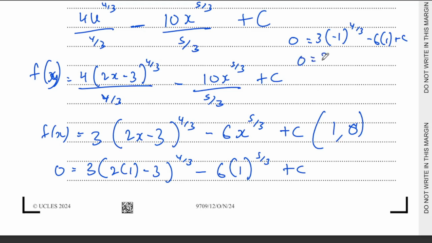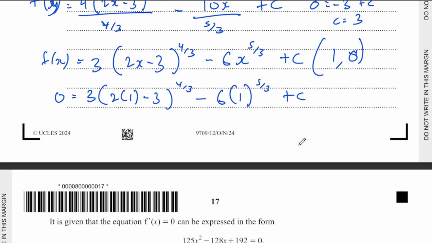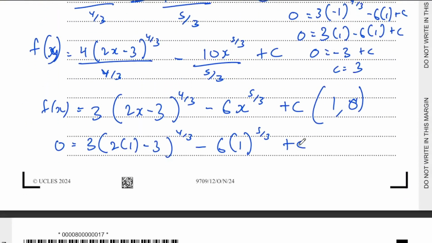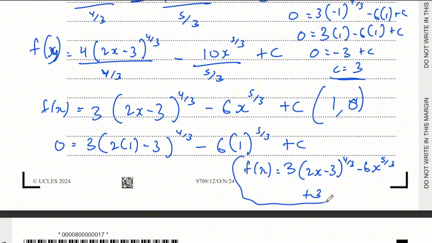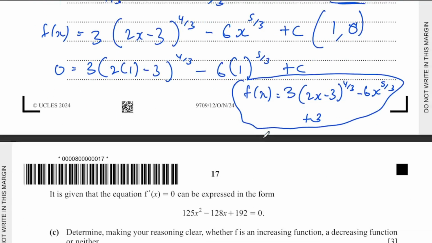So 0 equals 3 times 1 minus 6 times 1 plus c. 0 equals negative 3 plus c. c will equal 3. And so our equation of that curve, of our function f of x, will just be 2x minus 3 to the power 4 over 3 minus 6x to the power 5 over 3 plus 3, because that's our c. That's going to be our function f of x.